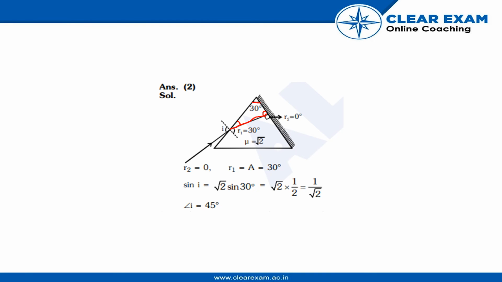Now we have the angle of reflection which is 30 degree because this angle is 60 degree. So this will become 30 degree and we just now need to find out the angle of incidence, and we know the formula for refractive index is sin i by sin r1. So we will take the sin r1 here and put the value of r1 as 30 degree, which will give us the value 1 by root 2, that is sin i is equal to 1 by root 2, and when we take sin inverse, sin inverse 1 by root 2 is 45, so that gives us angle i is equal to 45 degree. So the angle of incidence is 45 degree.